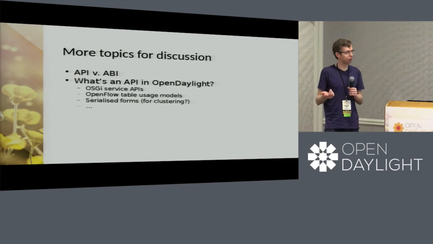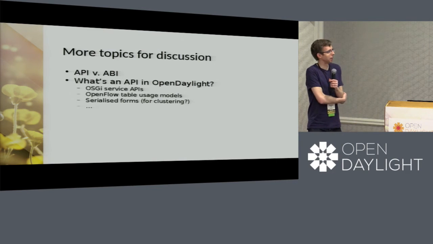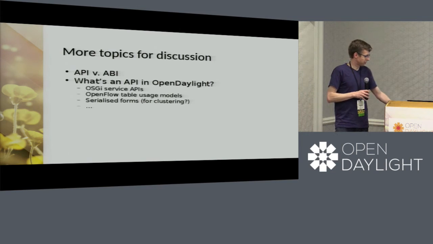There are other things like OpenFlow table usage models as well. Because we have various projects that are discussing trying to do things together in OpenFlow tables, perhaps that could become part of our public API in effect. So if you change the way you use the OpenFlow tables, you need to do a major version bump, because otherwise you're going to have collisions in your switches. And there are undoubtedly things I haven't thought about.